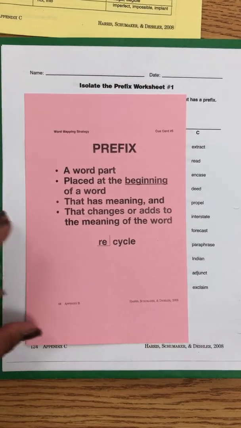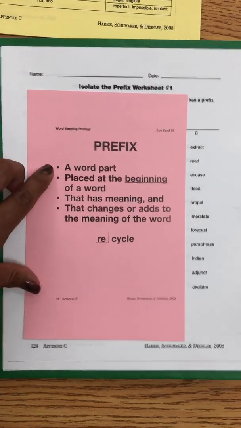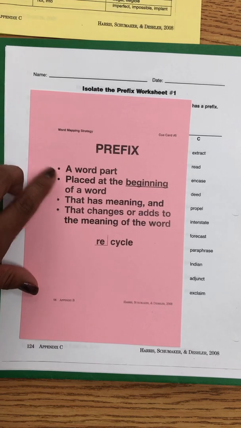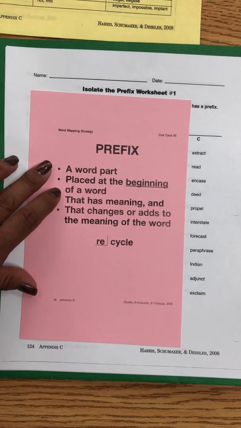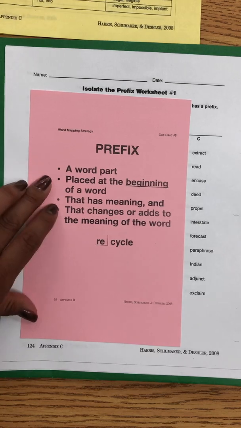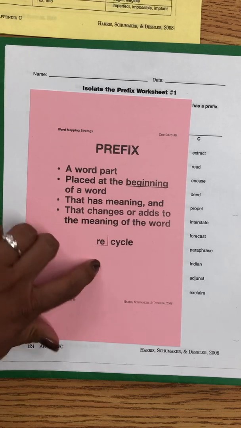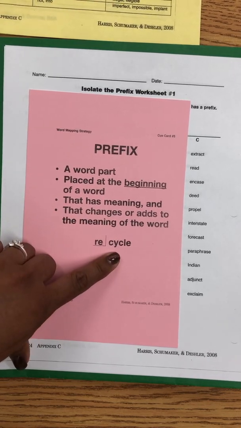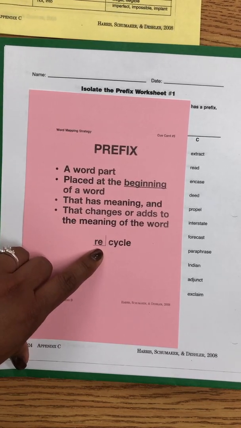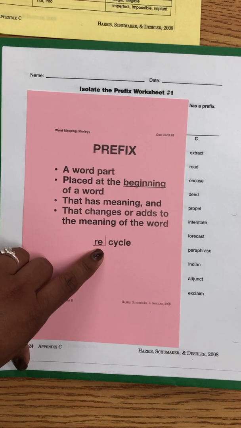So in review, a prefix is a word part, which makes it a morpheme. It's placed at the beginning of a word. It has meaning, making it a morpheme, and it changes or adds to the meaning of the word. So cycle could stand alone, but if we say recycle, it adds to that word and changes the meaning. So that is what we're going to be talking about today.